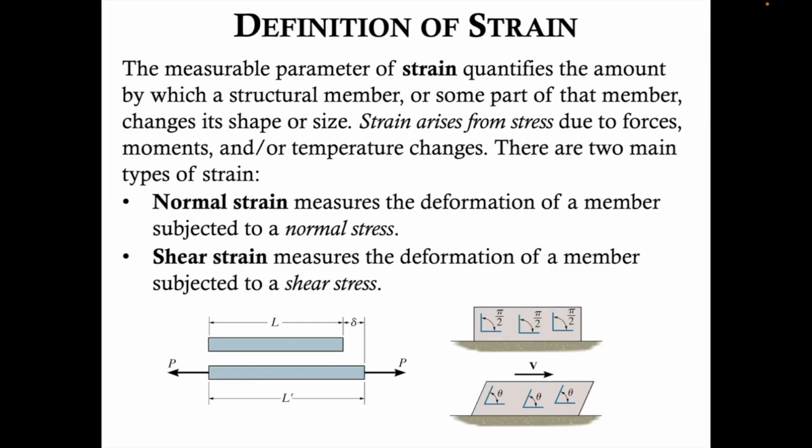The measurable parameter of strain quantifies the amount by which a structural member or some part of that member changes its shape or size. Strain arises from stress due to forces, moments, and/or temperature changes. There are two main types of strain. Normal strain measures the deformation of a member subjected to a normal stress, and shear strain measures the deformation of a member subjected to a shear stress.